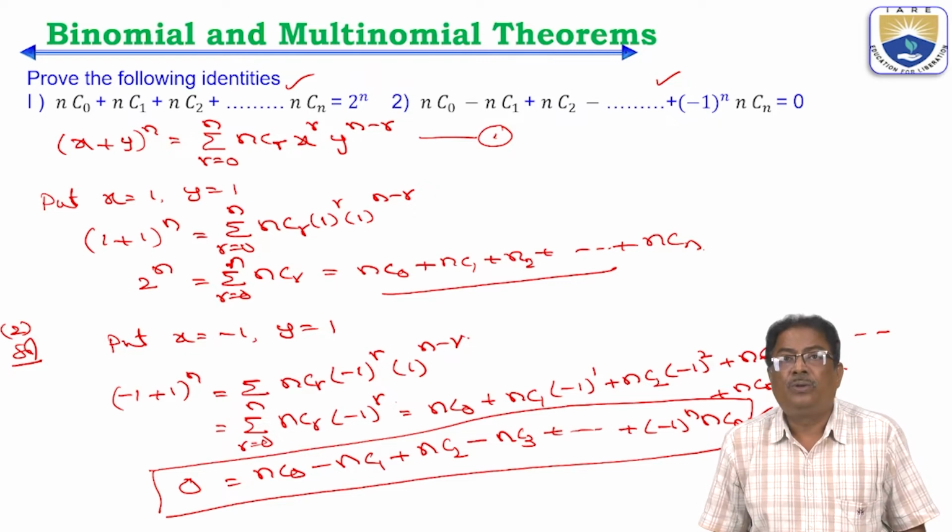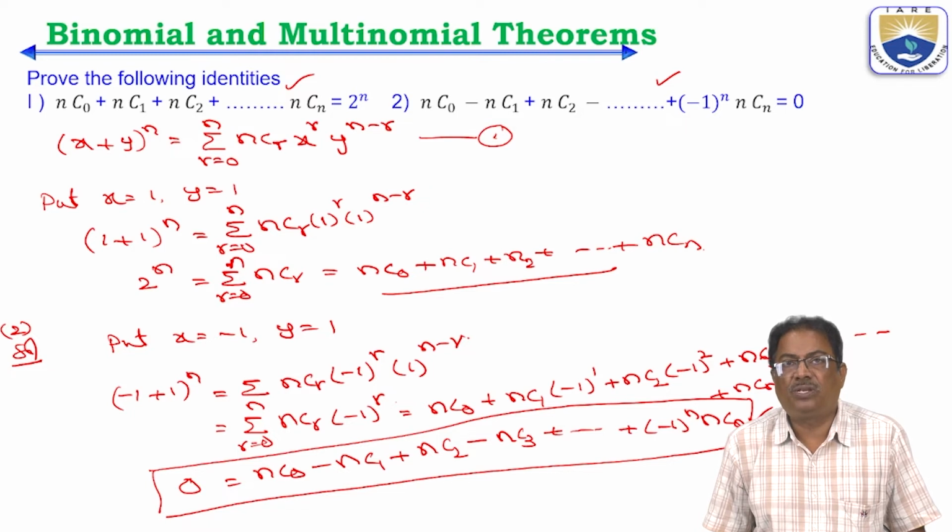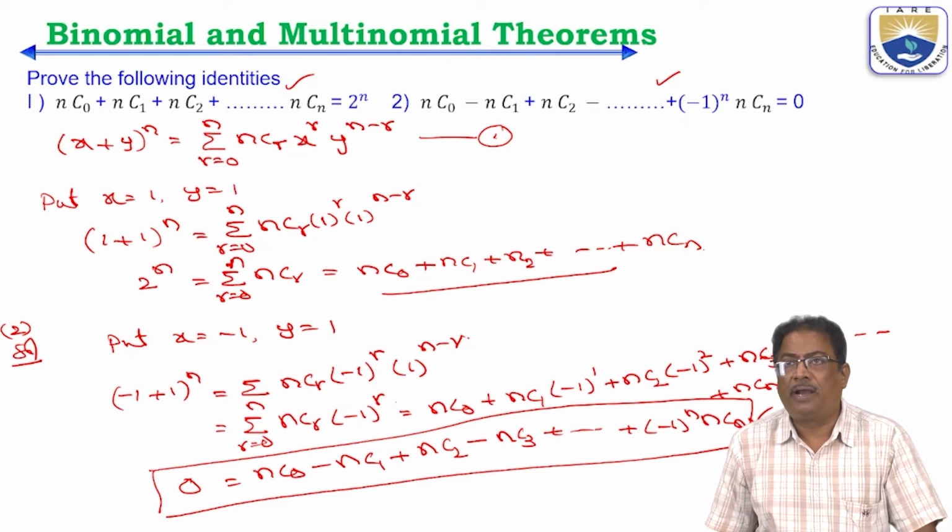So these are the identities: what is the value of nC0, nC1 and so on up to nCn, and what is the value of the alternating series nC0 minus nC1 and so on?